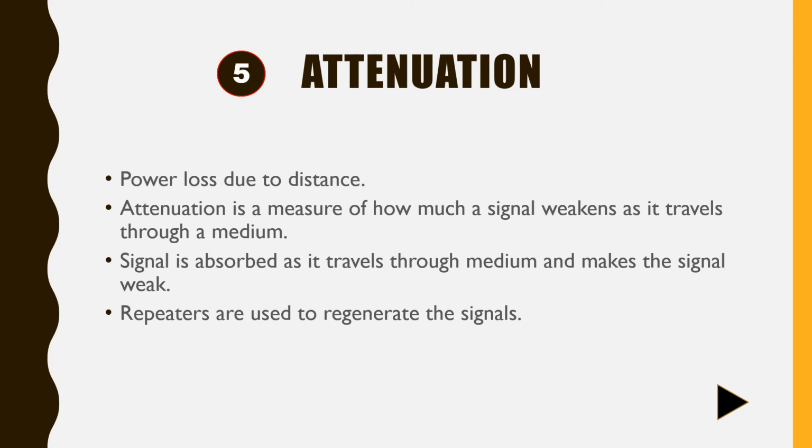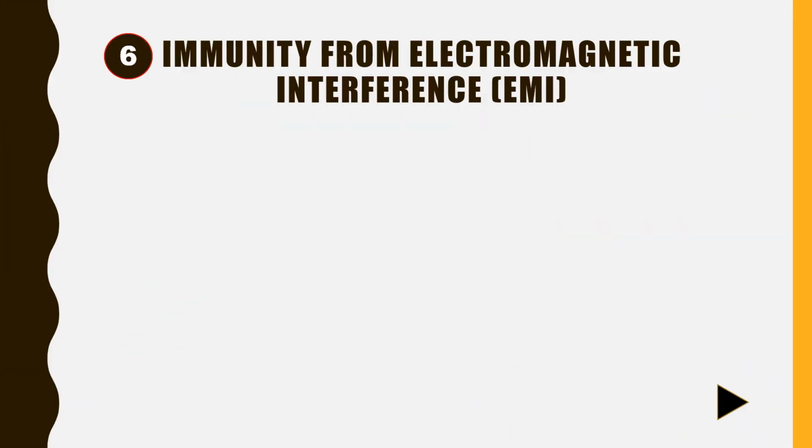So for example, coaxial cable can be used at most 185 meters, sometimes 500 meters. That is called attenuation. Now the next slide shows you immunity from electromagnetic interference, that is the EMI effect. Many of the cable media are affected by EMI.